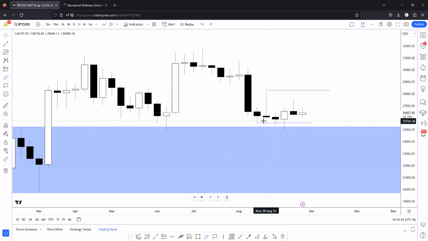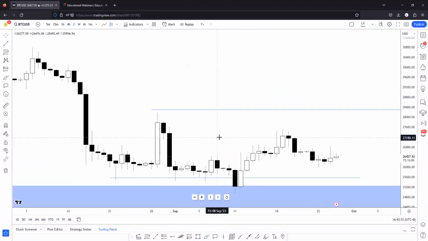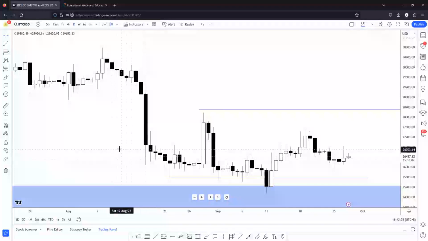It swept slightly above, came back in to tap the low, right? So this is where we are. So if the lower time frame starts turning bullish, it creates this as a potential target on the weekly. If we move down to the daily time frame, you can see this move here, right?